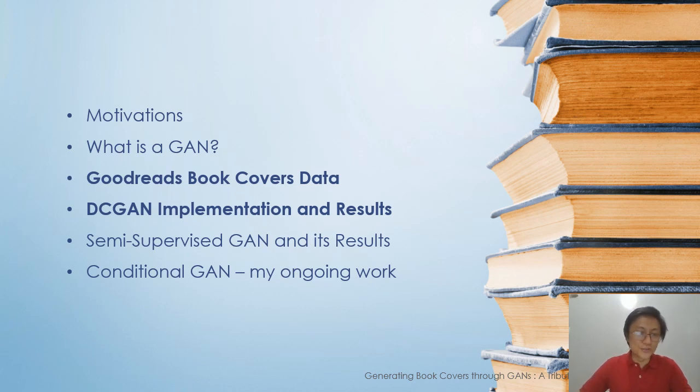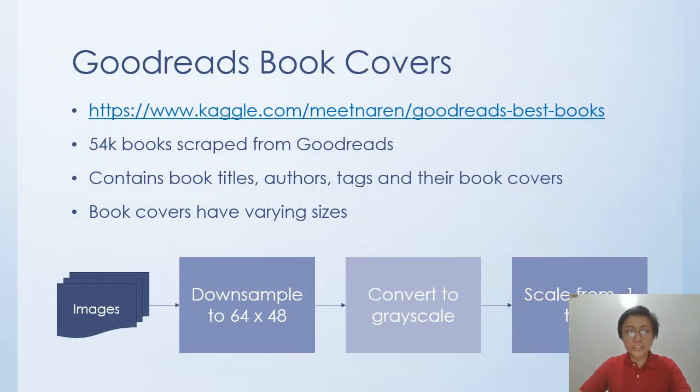We then go over to the Goodreads book covers data and our implementations for our GANs. For this process, we use the Goodreads book covers dataset, which can be found on Kaggle. It's a collection of 54,000 books scraped from Goodreads, which contains book titles, authors, tags, and most importantly, of course, the book covers themselves. Now, the book covers have varying sizes, so we need to pre-process them to a uniform 64 by 48 image. We then convert to grayscale and then scale from -1 to 1.